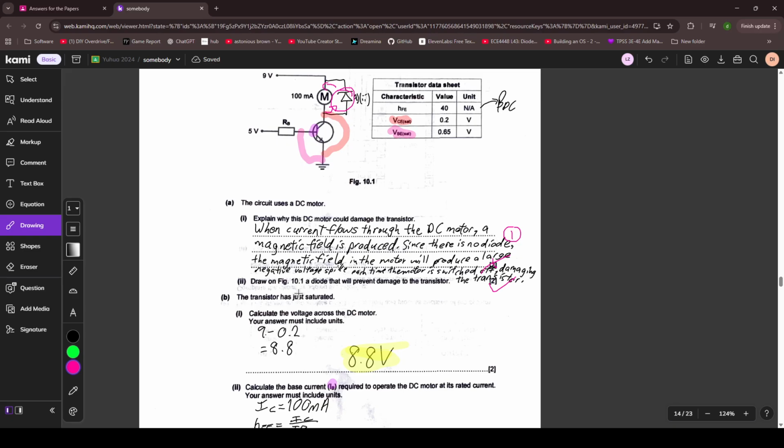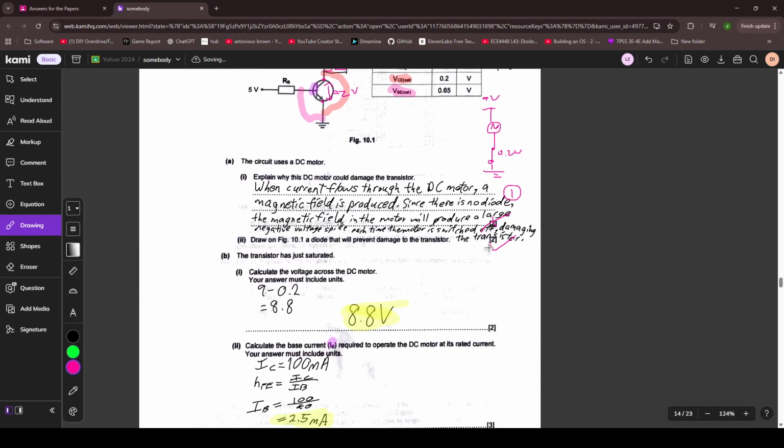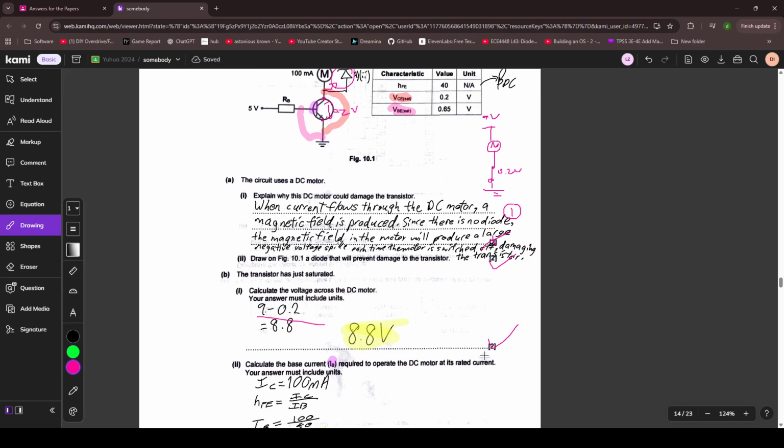Okay. So the transistor has just saturated. That means that VCE is 0.2 volts. Right now we can just simplify this. We have the motor, we have this thing that takes up 0.2 volts, and then we have ground. Using KVL, we know that the sum of voltages inside a series circuit is equal to the supply voltage. So we can just use some basic math here to find the voltage across the motor. So 9 minus 0.2, 8.8, you're right.